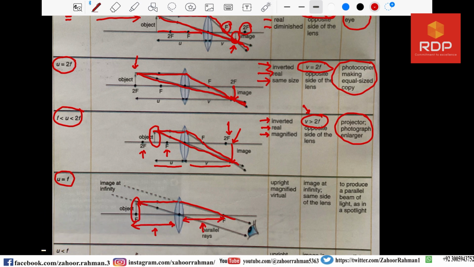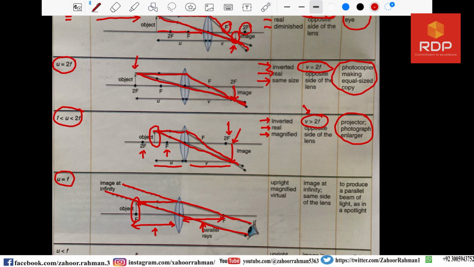So one line will pass without any deviation, and now you can see that these two lines will never meet on the other side of the lens where the object is situated. In fact, on this side it will also not meet anywhere. So you will see the image at a very large distance, at an infinite distance, you will see a very small image.